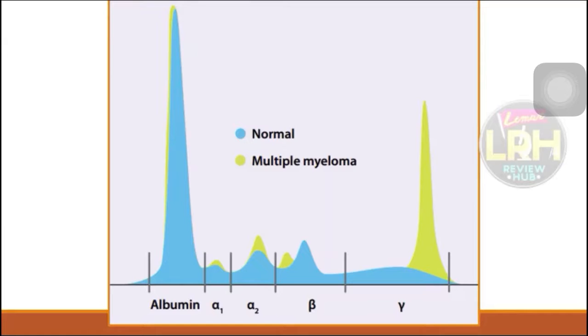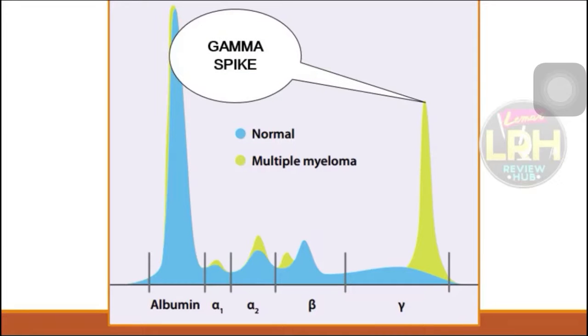Okay, so you can see the one in blue, that's the normal serum protein electrophoresis pattern. But those with multiple myeloma, if you notice, we have what we call a gamma spike. Again, gamma spike po for multiple myeloma po. So, there is an increase po with a spike po in the gamma.